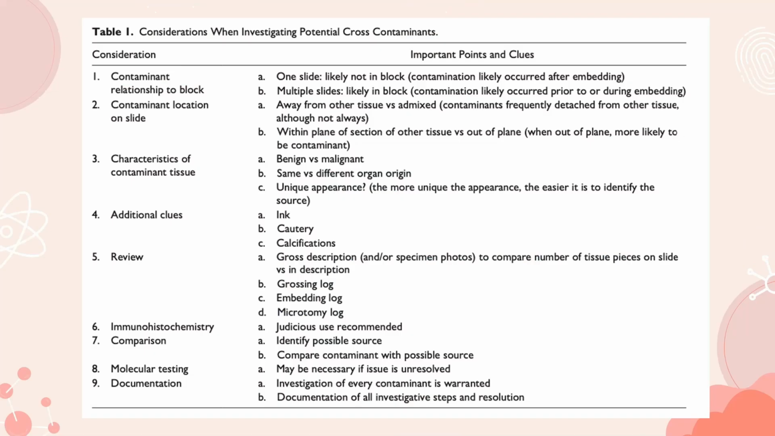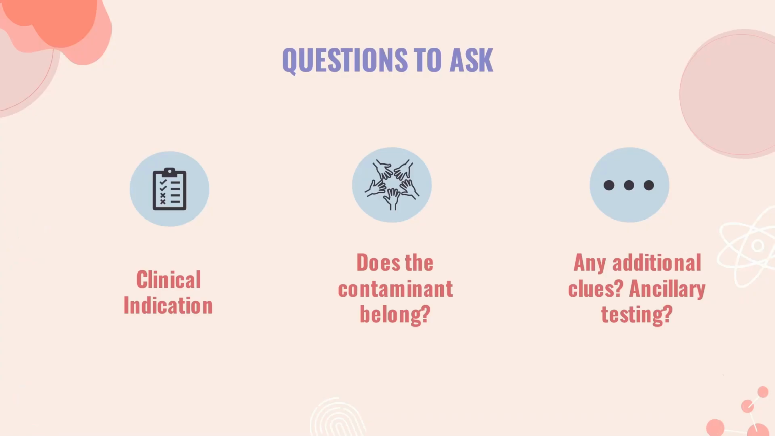The authors provided this table that summarizes the different considerations when investigating cross-contaminants, and we will dissect these issues in the next segment. First, to decide if a contaminant is present, the main things to consider include: what is the clinical indication, does the contaminant belong, and if there are any other additional clues or ancillary testing that can confirm the presence of a contaminant. We will go through them one by one.